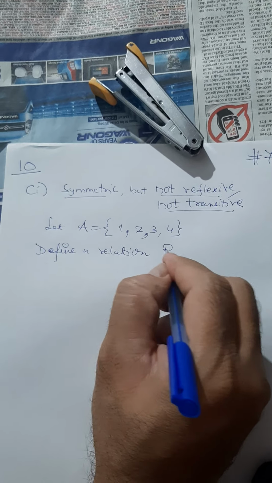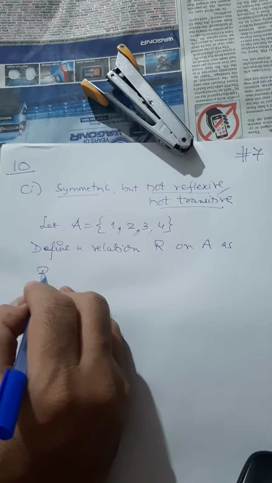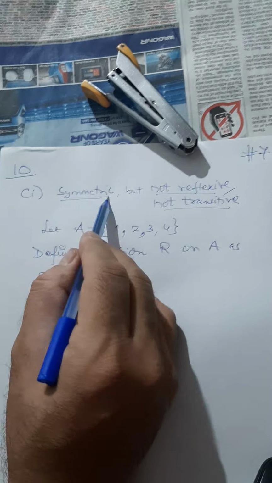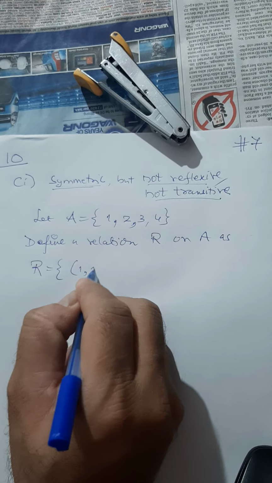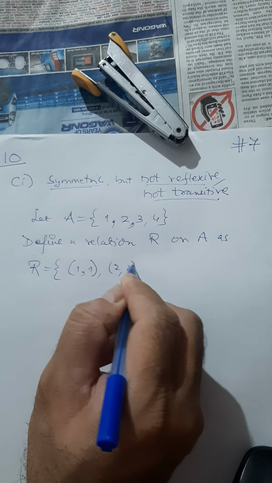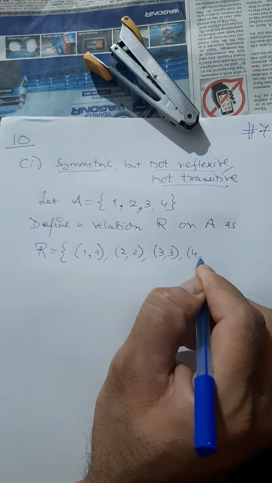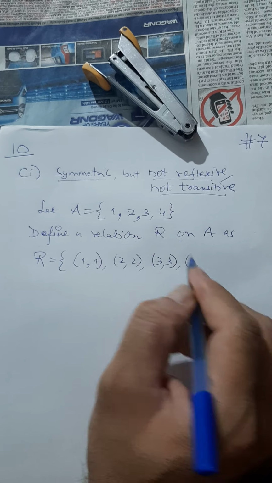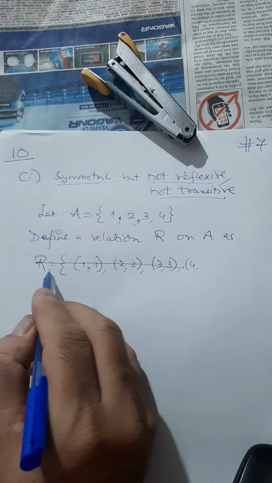Relation R on A as. Now you want to form the symmetric relation. So I need to put 1, 1, 2, 2, 3, 3 and 4, 4. So now it becomes symmetric. Oh, sorry. I want symmetric. So reverse should be present. I'm sorry, I was thinking about reflexive.